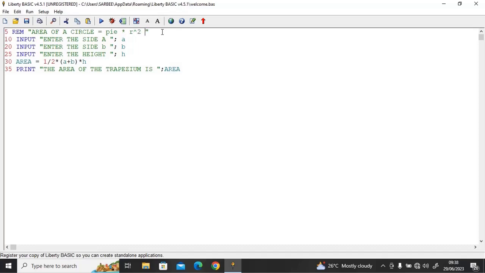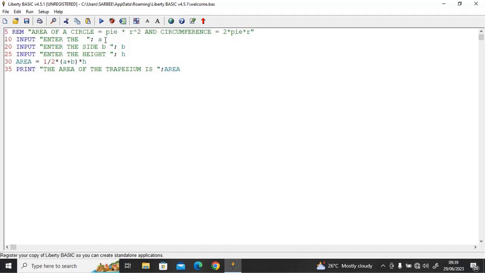Then the circumference of a circle is 2 times pi times r. That is the circumference of a circle. So what are the parameters I need? I need the radius, and I need pi. Pi is a constant, and in mathematics, pi is 22/7. So what I'm going to do here is enter the radius.